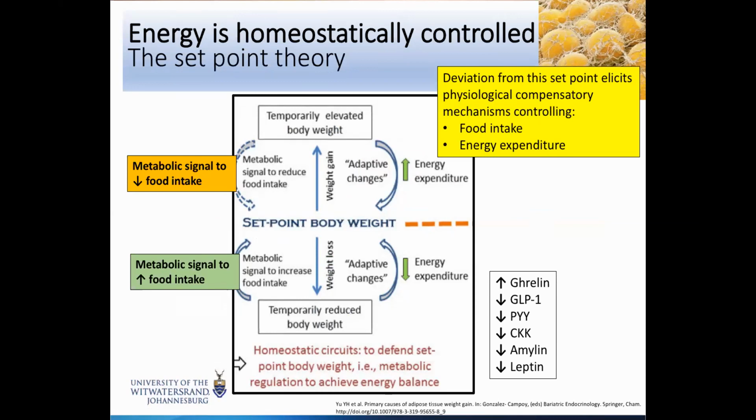Our brains maintain us at this set point of body weight, which is maintained consistently over our life. The brain detects signals of fat, energy status, nutrients, glucose, and then it uses that information to either increase or decrease energy expenditure to maintain us at the set point.